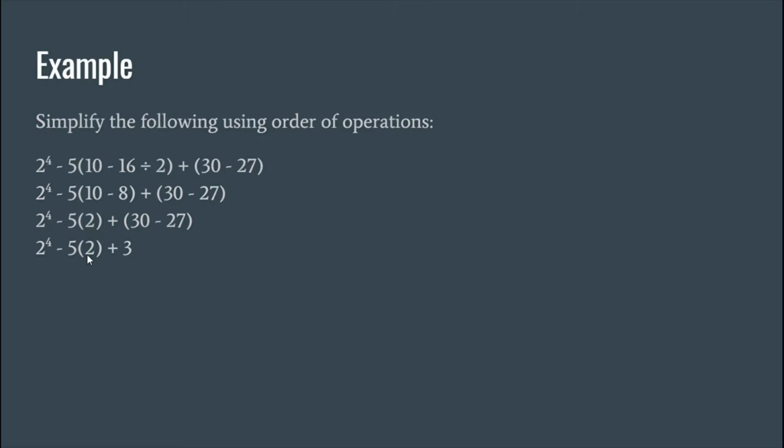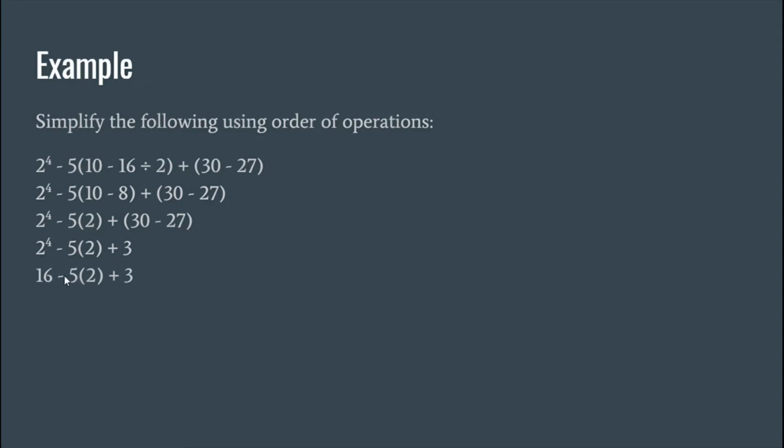Next on our list after parentheses is exponents, and we have an exponent here, so we do that next. We just evaluate 2 to the 4th. If you've seen my video on exponents, the basics, you'll know that 2 to the 4th means 2 times 2 times 2 times 2. We evaluate that, and that should give us 16.